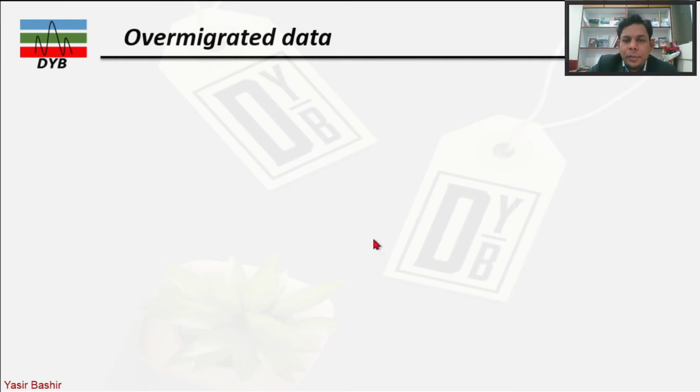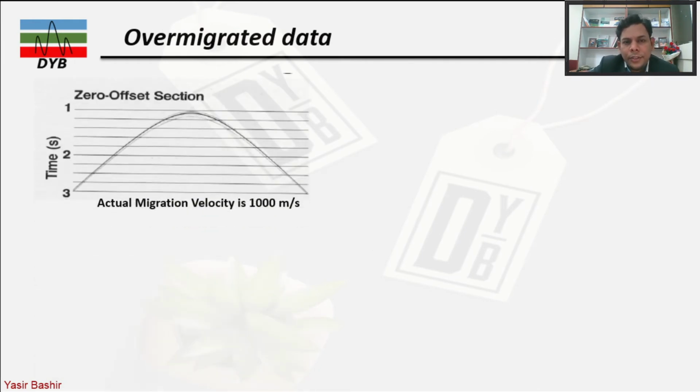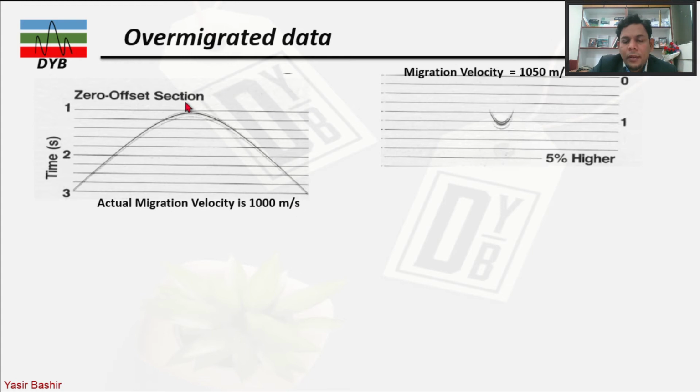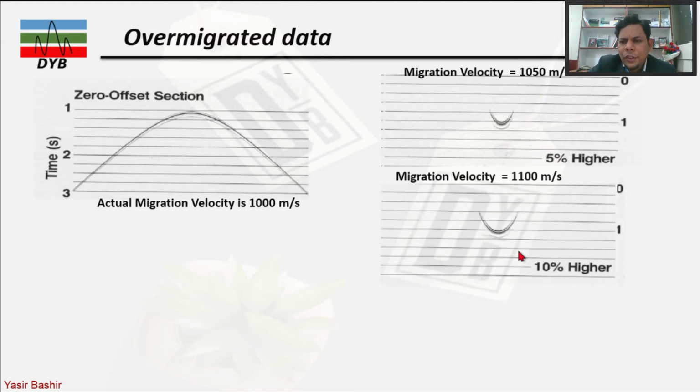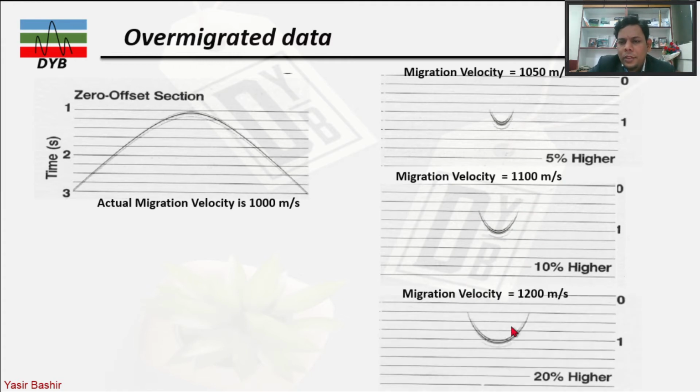Now we look at the over migrated data. Same case: we have the zero offset section and the actual velocity is 1000 meter per second. Once we migrate with more velocity, let's say 5% more, 1050 meter per second, you can see this hyperbola become a parabola. I'm just shifting this time from here to here to show this. Then we use a bit more velocity, let's say 10% higher. In this case, you can see this parabola is becoming bigger. If you use 20% higher, then the parabola becomes bigger still.